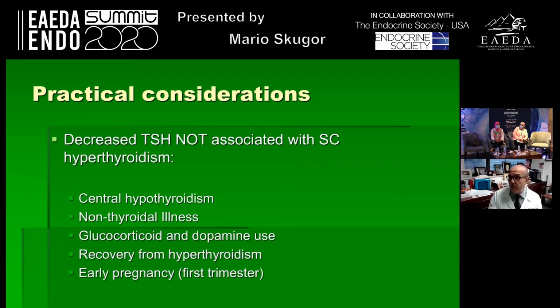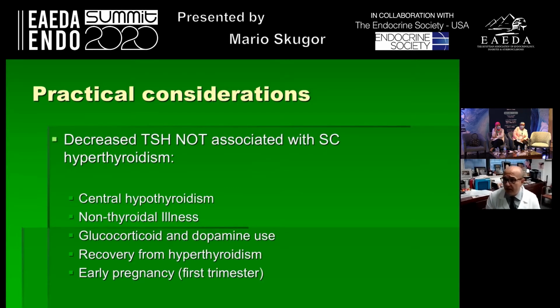For example, central hypothyroidism, people with pituitary tumors and the radiation or anything, hypophysitis, they will have low TSH, but they will be hypothyroid. Non-thyroidal illness, again, sick thyroid syndrome, in the beginning stages, there will be lowering of TSH in some of these patients. Use of the glucocorticoids will reliably decrease TSH and also dopamine use. And then recovery from hyperthyroidism. People with Graves' disease will sometimes be left with low TSHs for a prolonged period of time. Actually, there are some studies showing that 10 to 15% will never normalize TSH.